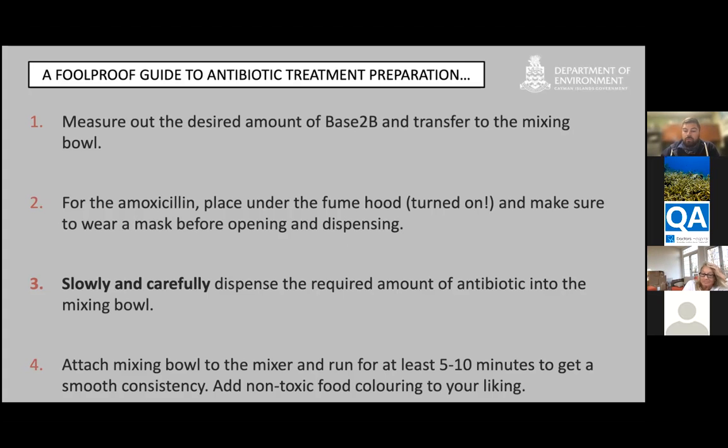And what we normally do is add a non-toxic food coloring to the paste. It just gives it a nice aesthetic look, and you can see when corals have been recently treated when we're on the reef according to the color. But it all turns back to a normal beige color after about a week or so.